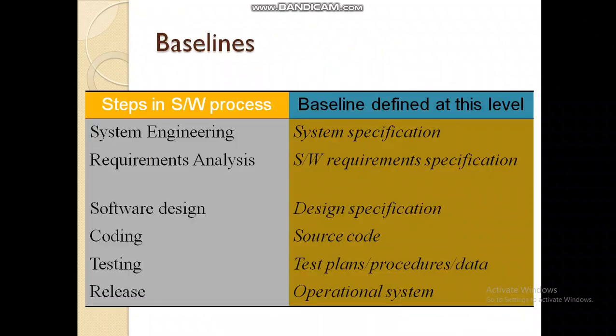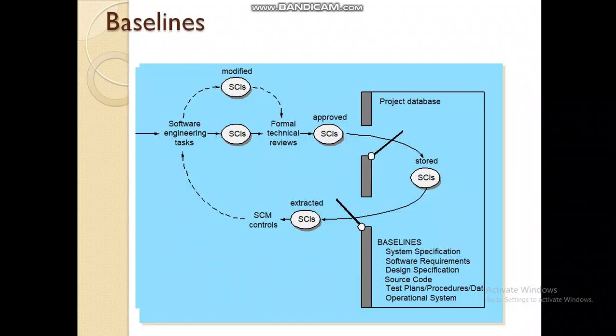The baselines in the software process are, first, system engineering, where we have to mention the system specification. In requirement analysis, the software requirement specification for building that software. The software design deals with the design specification from top to bottom. The coding process deals with source code, the number of lines in the source code, and the integrity of the lines. Next, testing. It defines the test plans about procedures, data, design, everything. Release. It's an operational system.